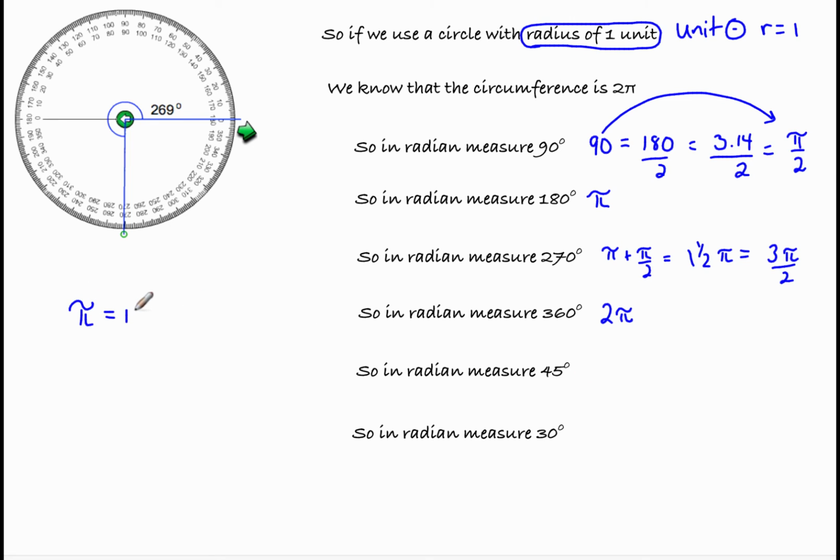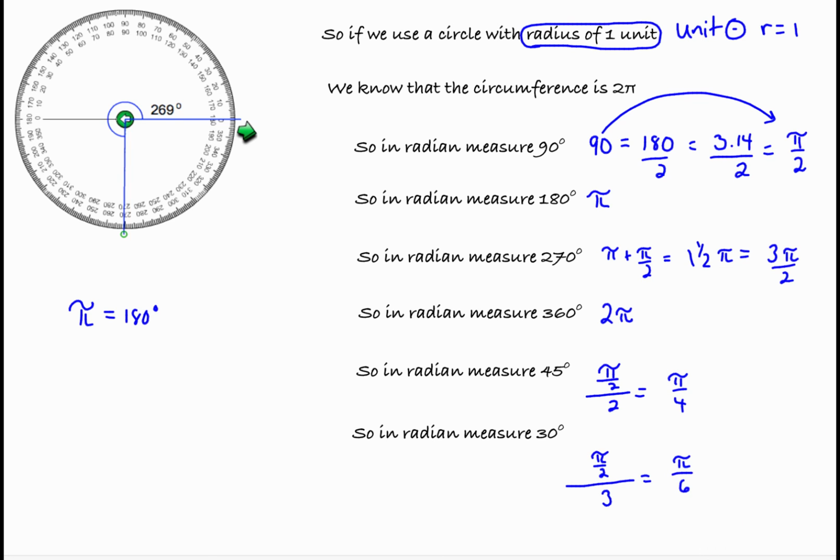So I always remember this. Pi is 180 degrees, and then I see how far distance I went in relation to 180. So 45 degrees. Well, 45 is half of 90. Well, pi over 2 divided by 2. Oh, there's Mr. Allen looking in the back of my head. Double the denominator. So pi over 2 is pi over 4. And what about 30 degrees? Well, 30 degrees is 90 degrees divided by 3. So that's pi over 6.